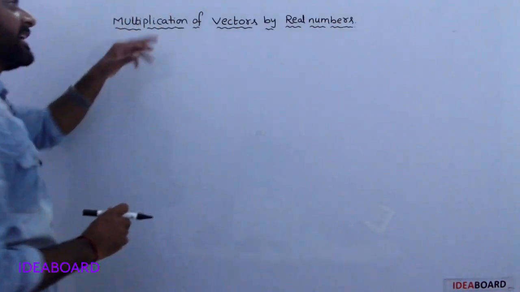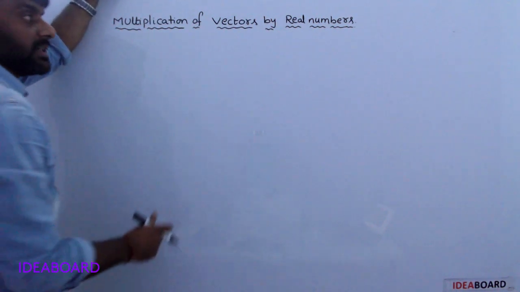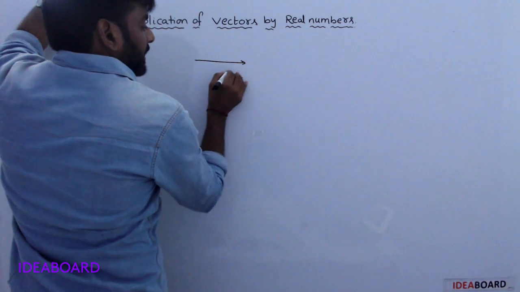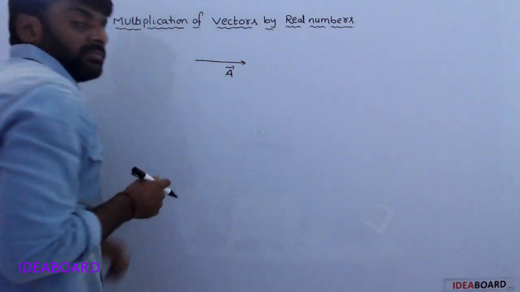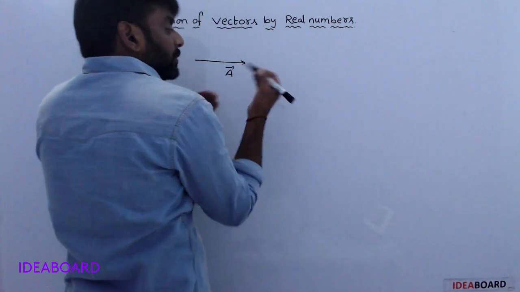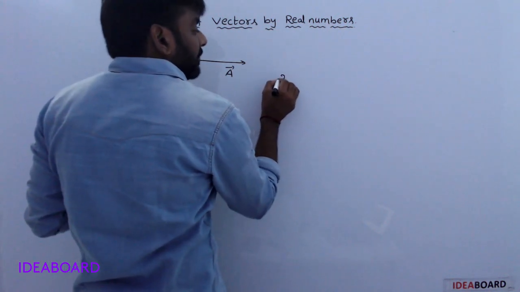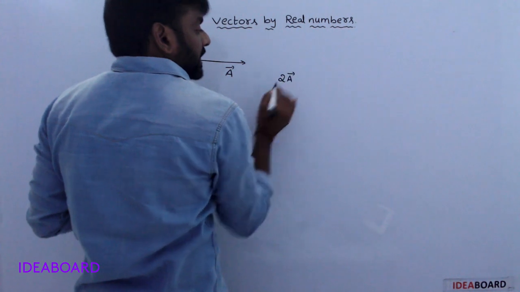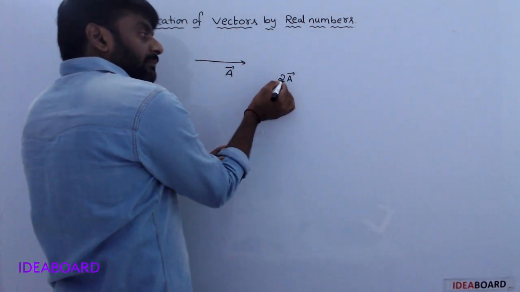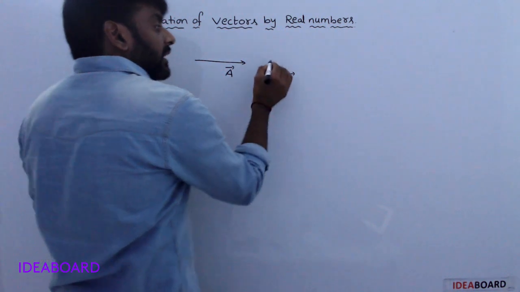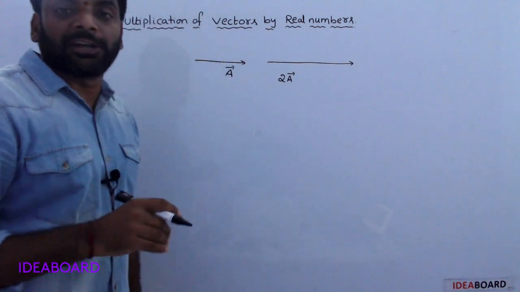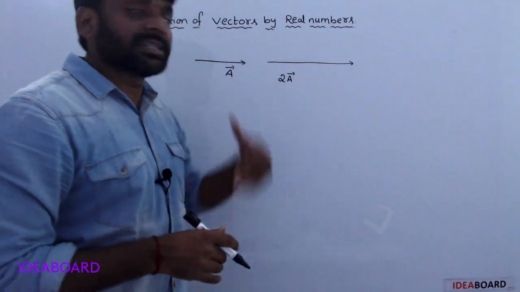See here, multiplication of vectors by real numbers. For example, one vector a bar is multiplied with a positive constant. That means vector a multiplied with 2 gives 2a bar. Its magnitude is changed but direction is the same.